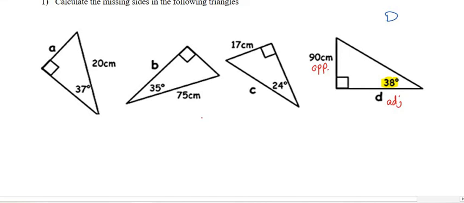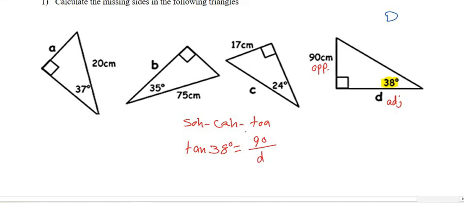Let me write them down right here. So we have SOH CAH TOA. I need a trig ratio that connects the opposite side and adjacent. Which one of them? If you say TOA, you are correct. So I'm going to use tan of the angle, which is 38 degrees, equals opposite over adjacent. The opposite side measures 90 and the adjacent side is missing, which is D.